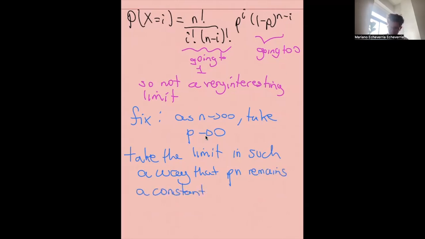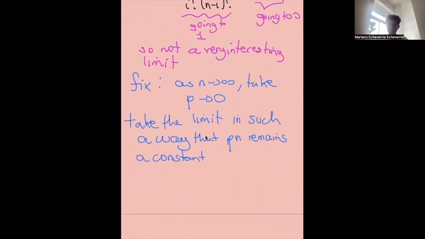Because p is going to 0 and n is going to infinity, it's again an indeterminate form of 0 times infinity. But that can be arranged so that it remains a constant. So the idea is that for the purposes of the derivation, you assume that p times n equals lambda, a fixed number. Is that okay?